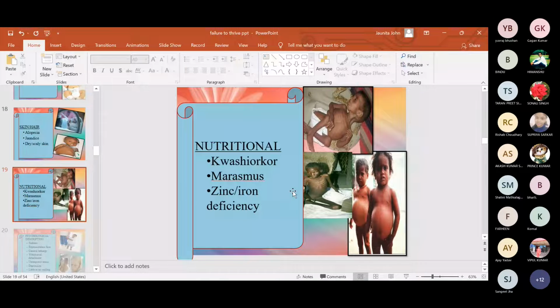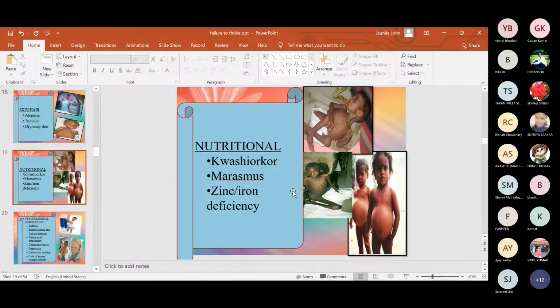Next is nutritional disorders. Nutritional means what? Anything related to the nutrients, as we had seen earlier, which are not being absorbed in the baby's body. First is kwashiorkor, second is marasmus. Kwashiorkor means what? Both are nutritional deficiency disorders, whether it is kwashiorkor or marasmus. But kwashiorkor is what? It is a nutritional deficiency disorder which results from very severe protein deficiency.